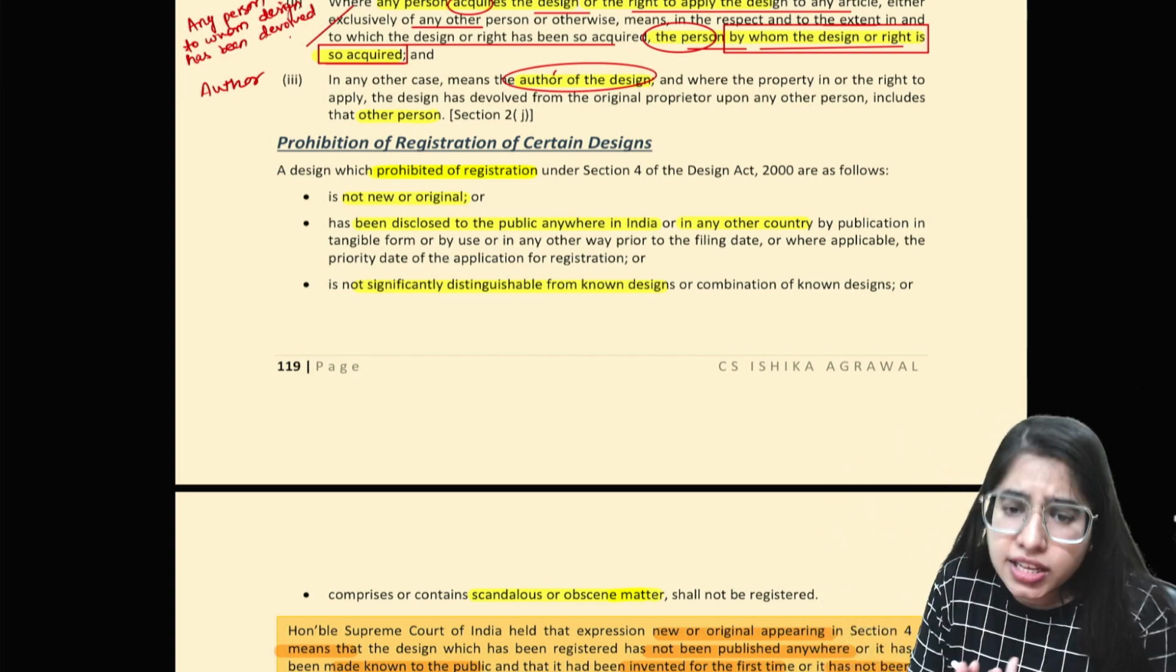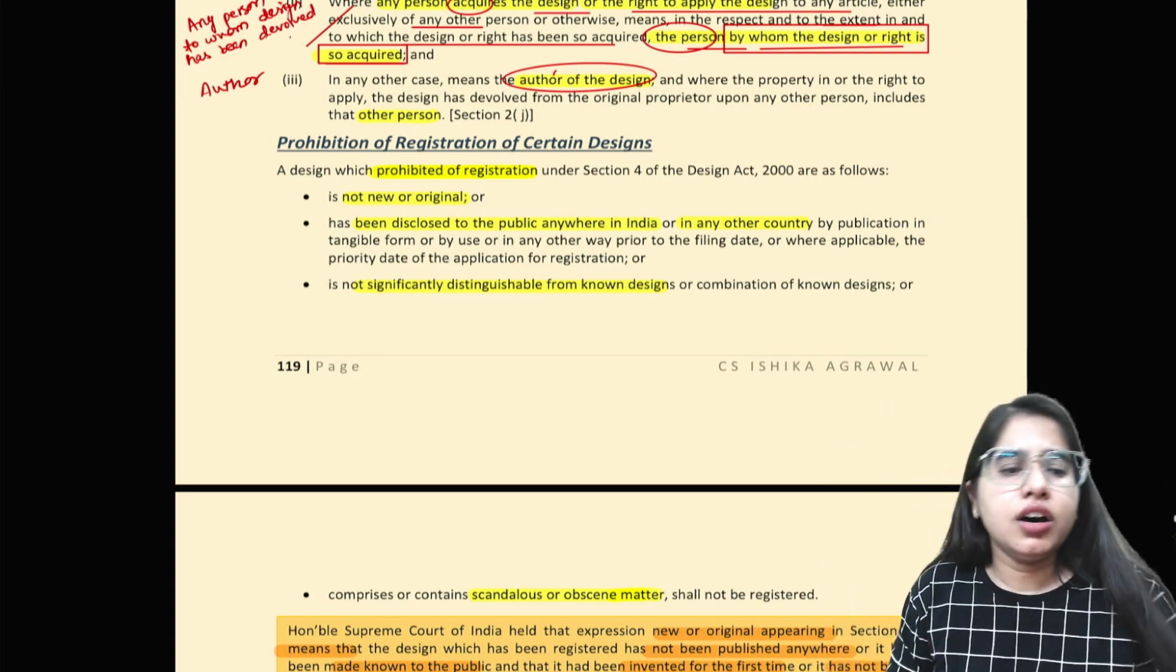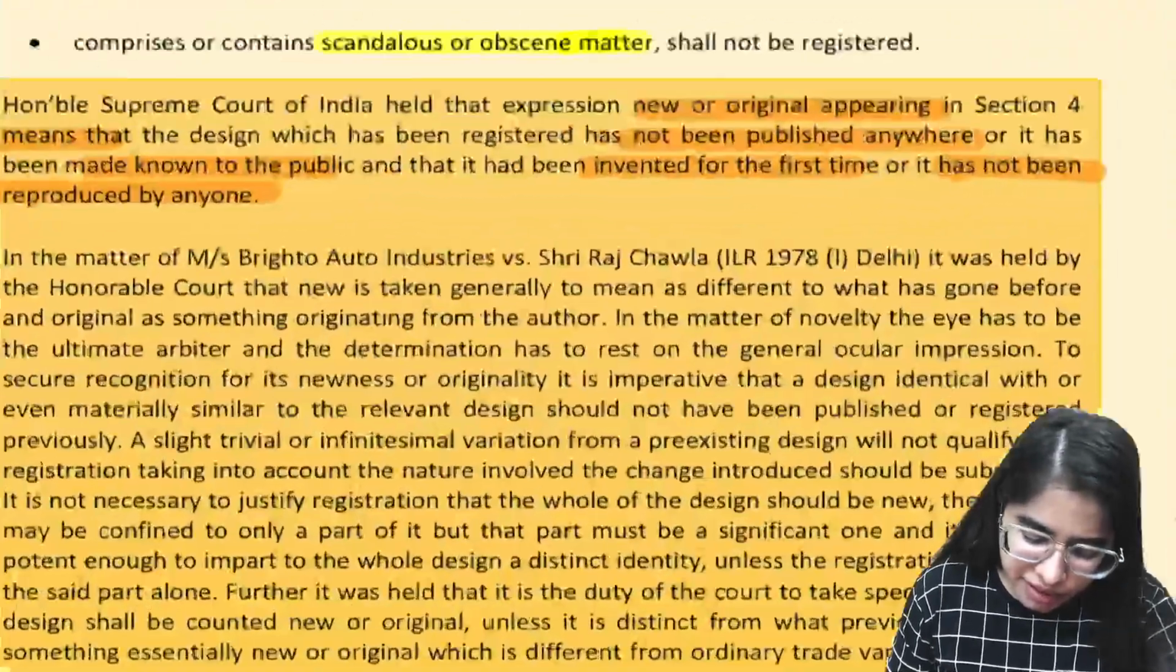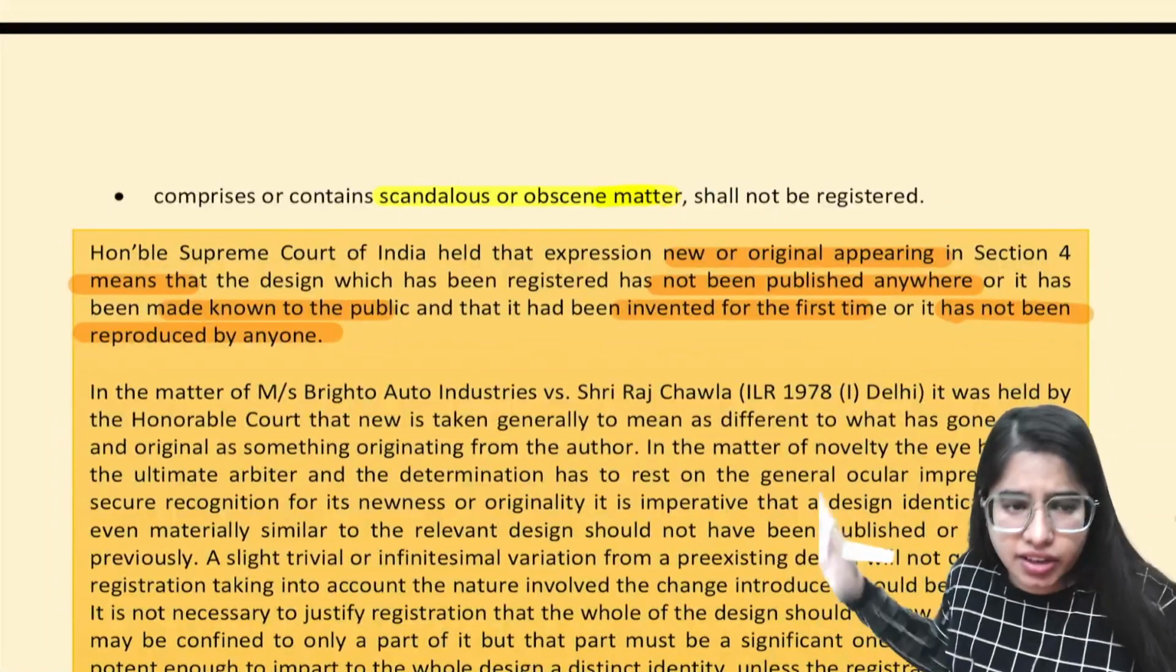Free ke marks, Balaji ke marks, very easy, 4 points. These 4 things cannot be registered. Are we clear with this? Yes. So that same thing is given in this case law.